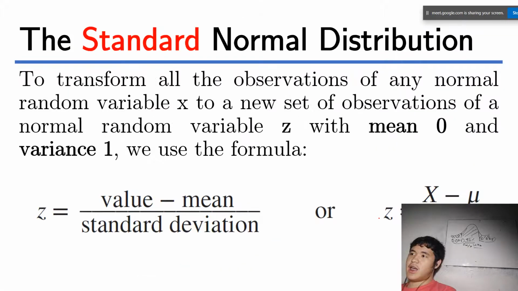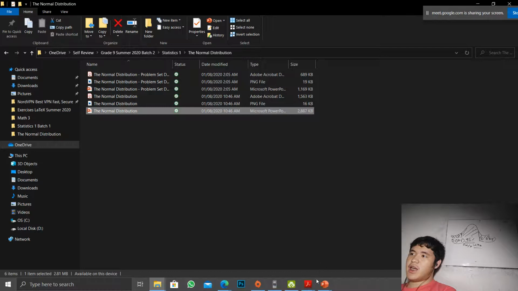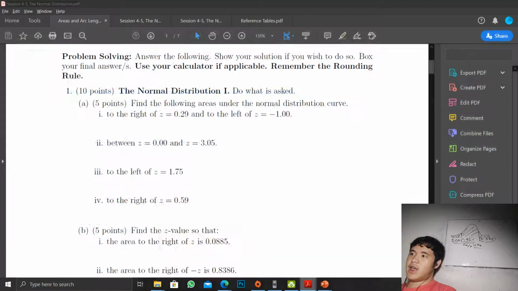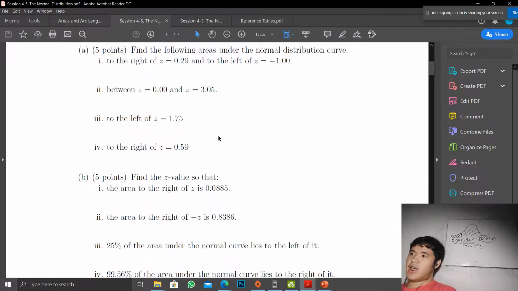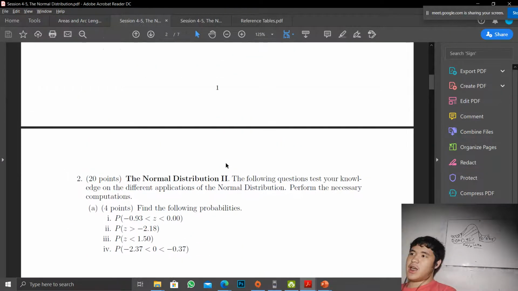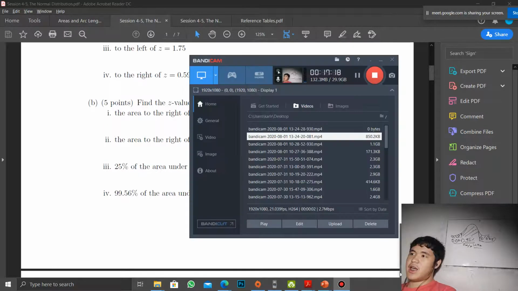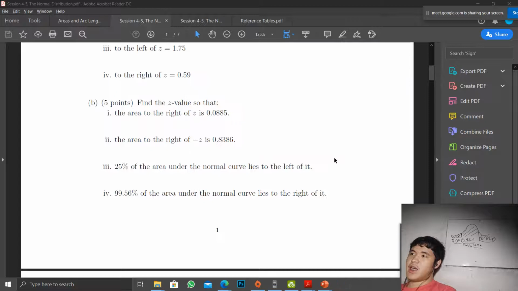Okay. Sige. Now, before we move on, I want you to go to the problem set and answer numbers 1 and 2A for 10 minutes or 15. Depende sa inyo. Sige, 10 minutes muna. If you're done earlier, please tell me lang. I'll send the instruction.